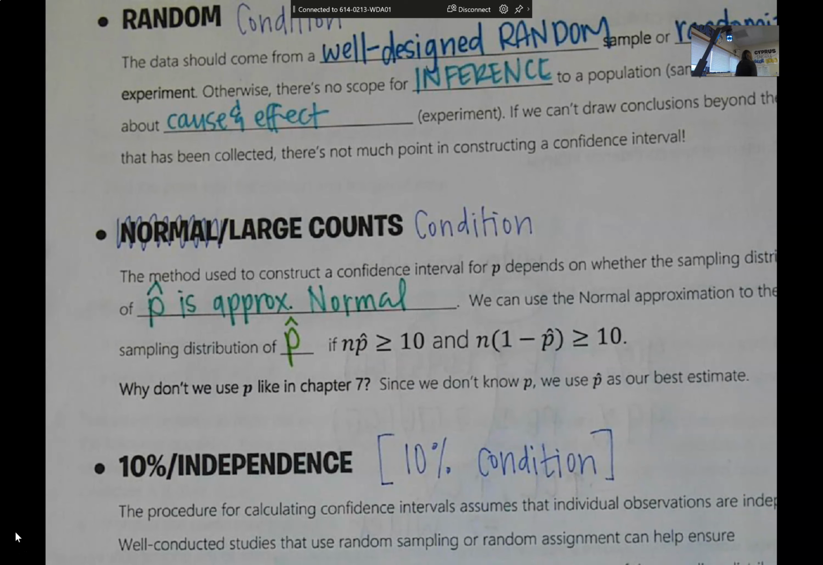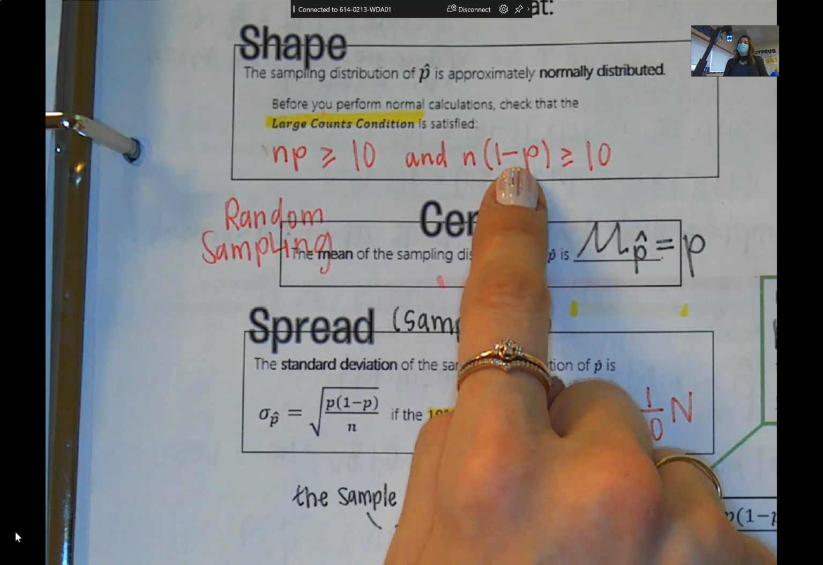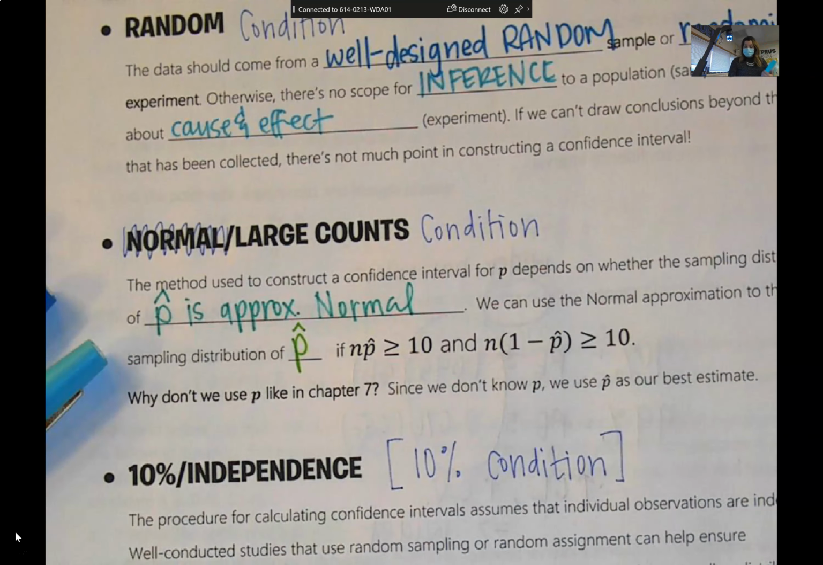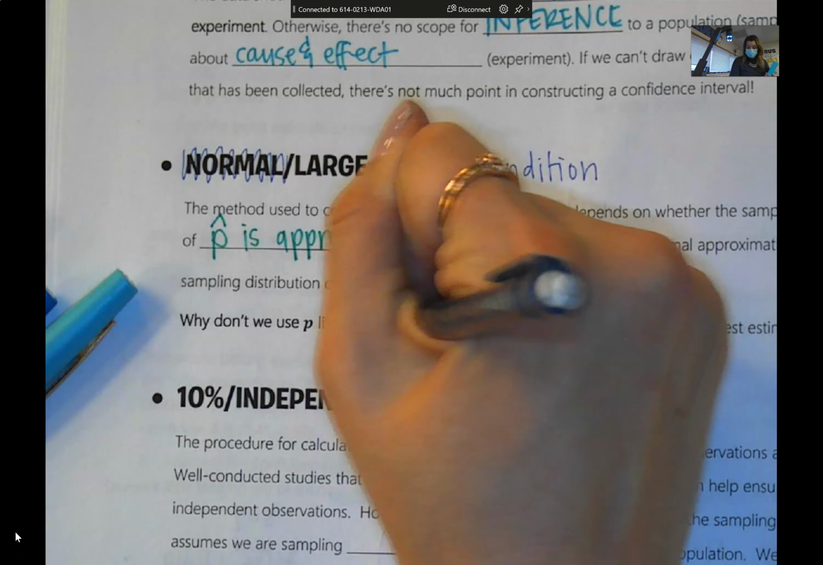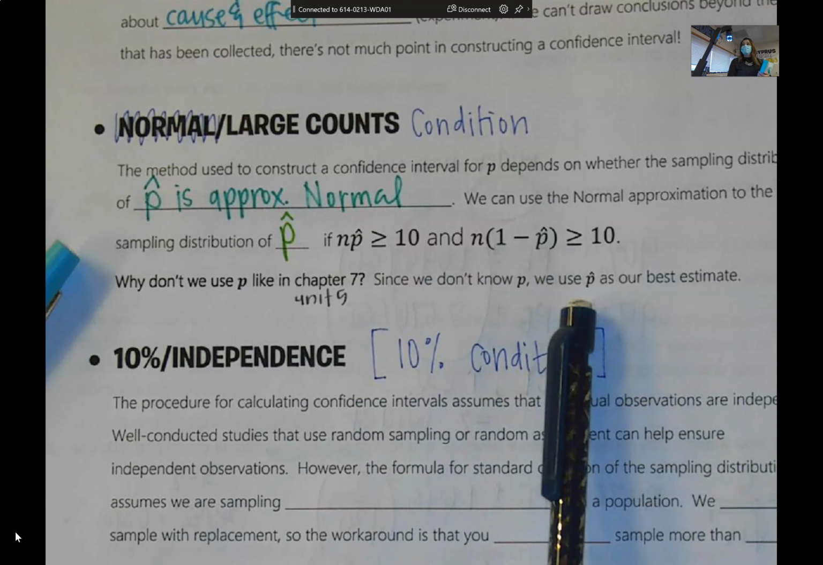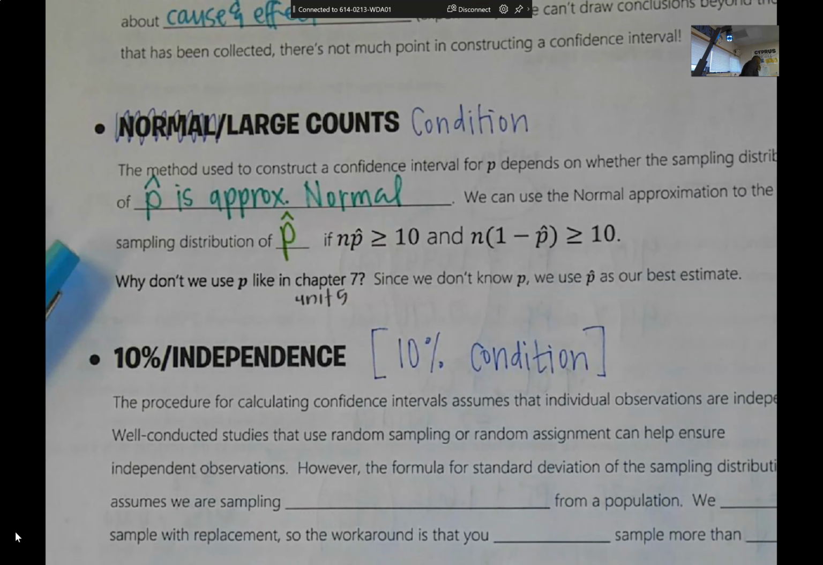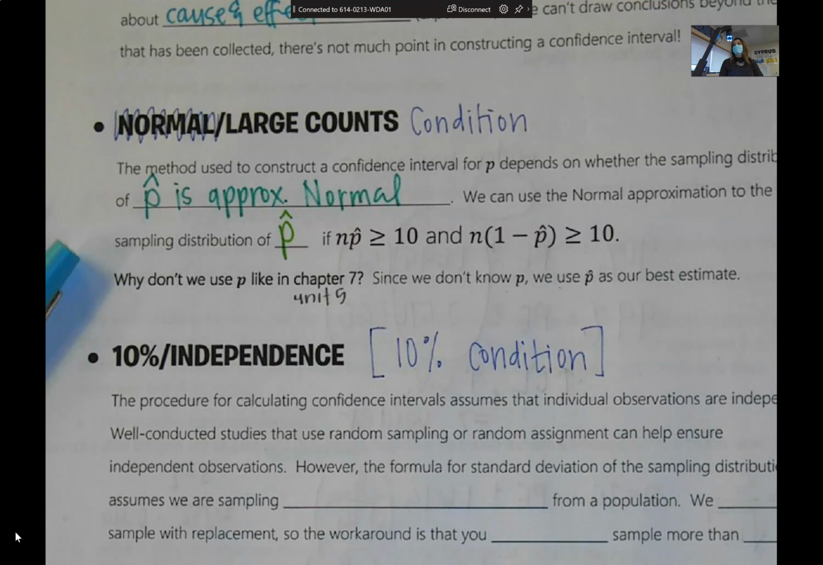Now, what that looked like in chapter 7 was slightly different. And by chapter 7, I mean our last unit. So in our last unit, we had to check that n times p was greater than or equal to 10, and n times 1 minus p is greater than or equal to 10. So this question says, why don't we use p like in chapter 7, which for you guys was unit 5? And the answer is, we don't know p. We're trying to estimate p, so we use our sample value as our best estimate. So we don't know p, that's what we're trying to find. So we use p hat as that estimate for p.